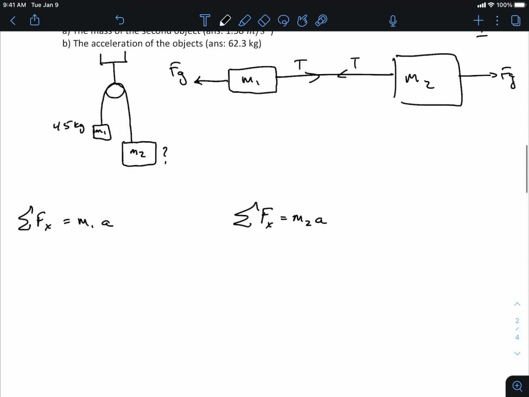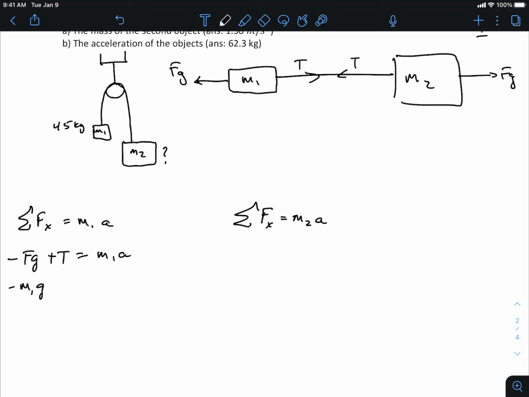Okay. I'll try to denote everything, or subscript everything, with the M1. Okay. So for M1, we get negative Fg, positive tension is equal to M1A. Start filling in numbers. Or we can do one more step, M1G.